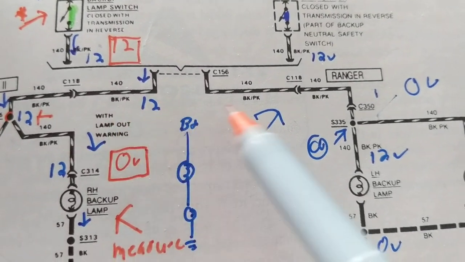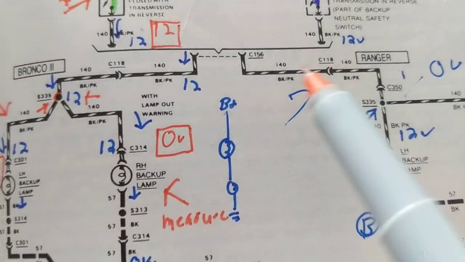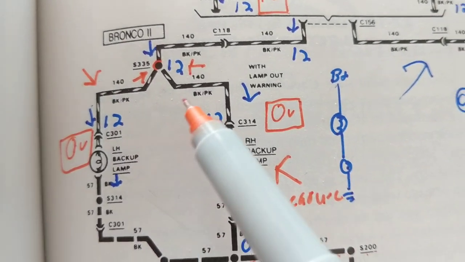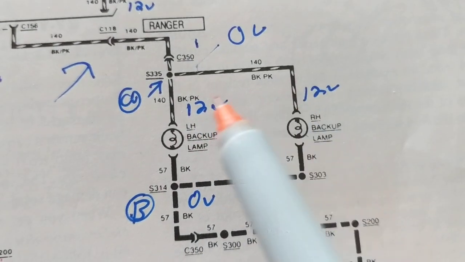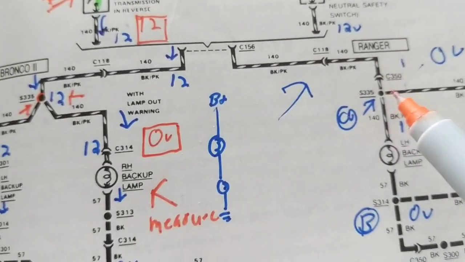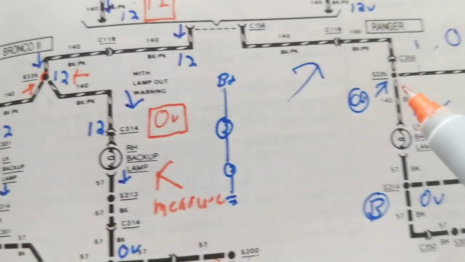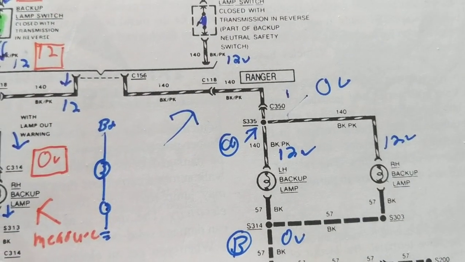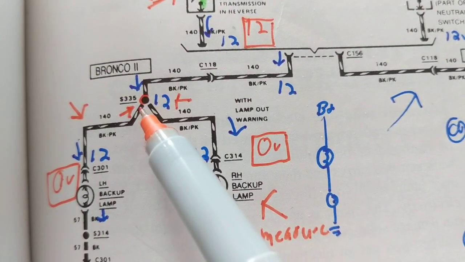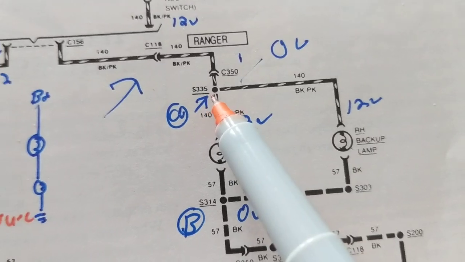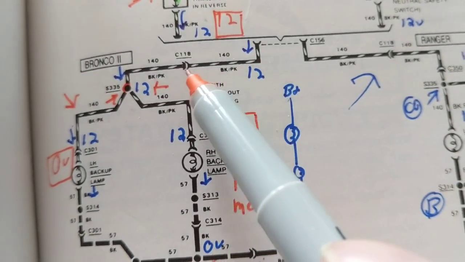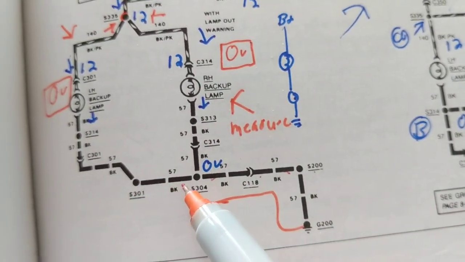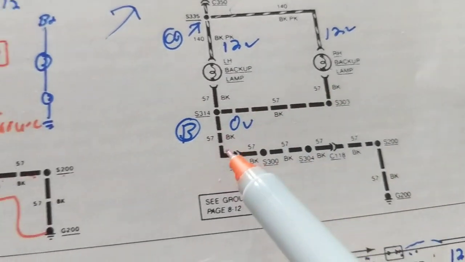It's the same. And they try to keep the same color wire. So see over here, black, pink, black, pink. Same connector, same ID. Okay, now we come over here also, black, pink, black, pink. They try to keep it the same. And over here, splice S335. They try to keep it the same numbers, the same color wires. Over here, black, black. Over here, black, black.